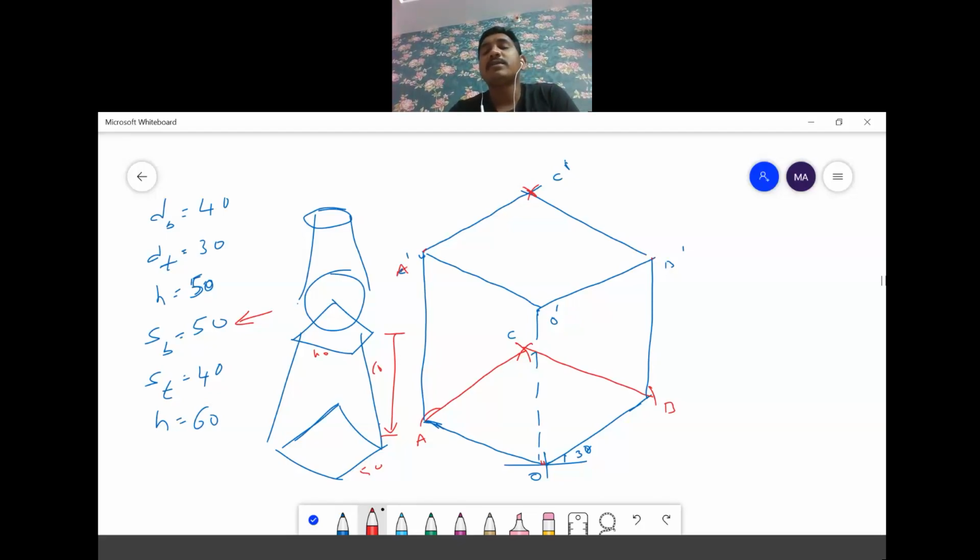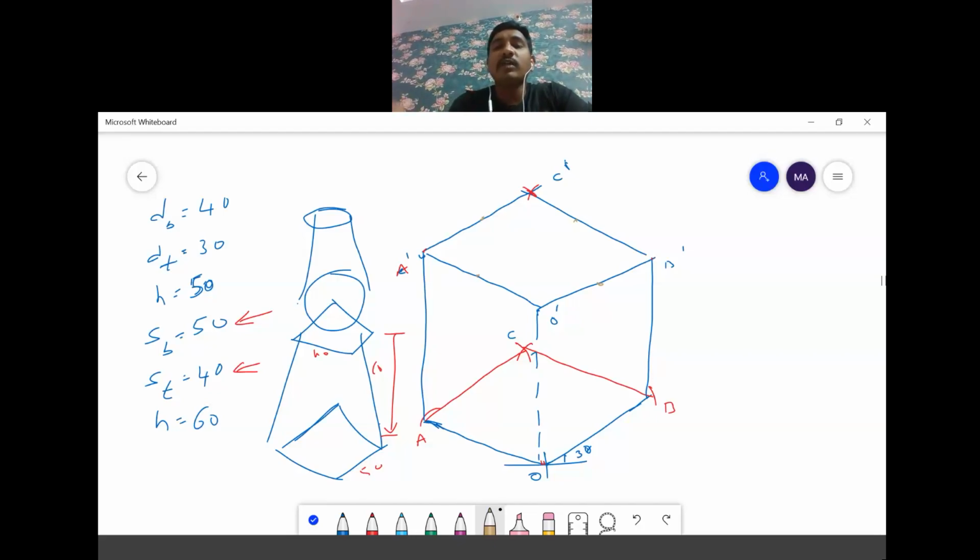Okay, you will get a C dash point. This is 50 mm, but here he has given a top, you want a 40 mm. For that, we have to reduce the side to 40 mm. What I am doing is I am marking the midpoints on all the sides. Midpoint means at 25 mm.